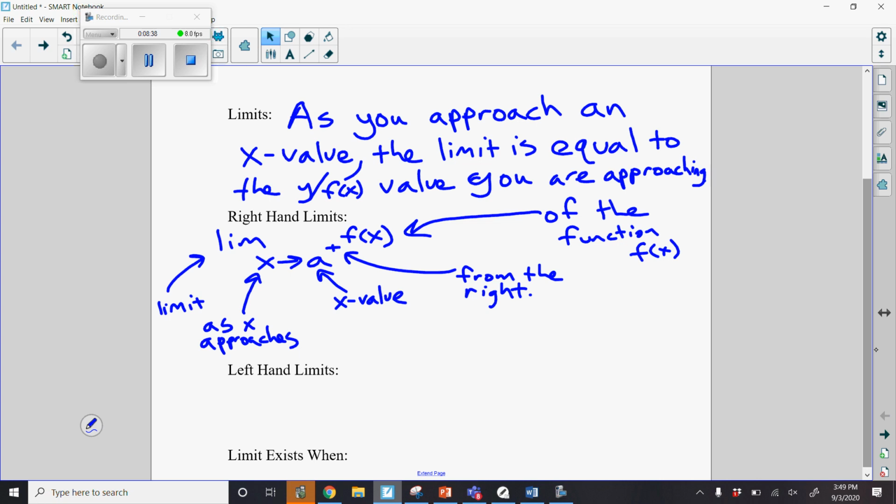Now, I want you to think, what do you think would be the only thing that's different in left-hand limit notation? Well, everything is going to be the same except for one thing. The only thing that was specific to a right-handed limit was that superscript plus. Any guess what symbol we'd use for a left-hand limit? That's right, minus. So here's what that looks like.